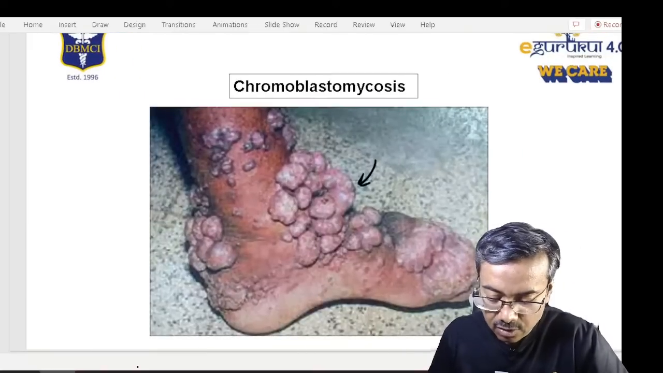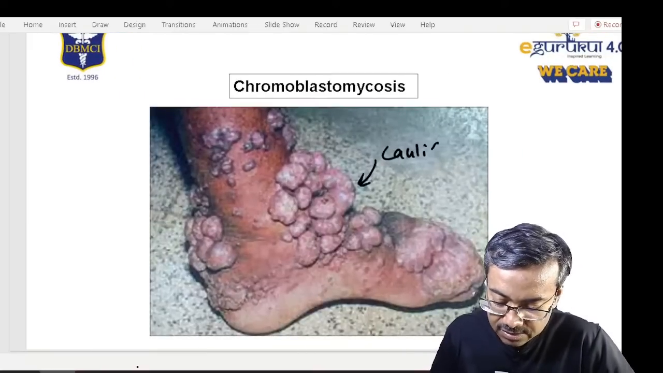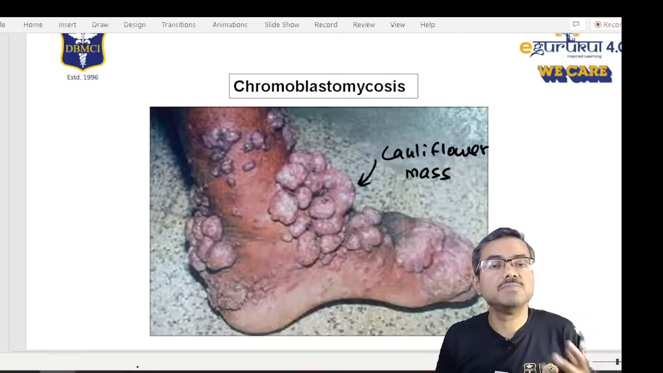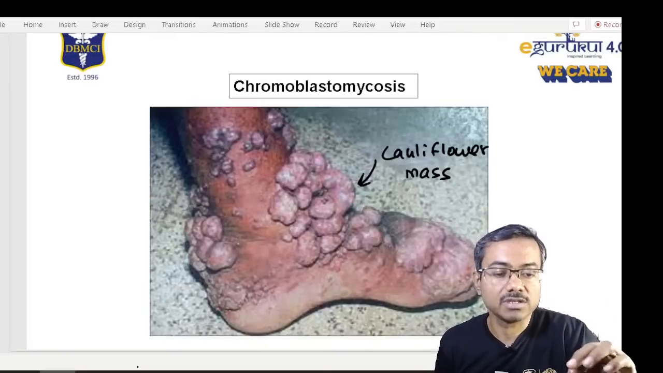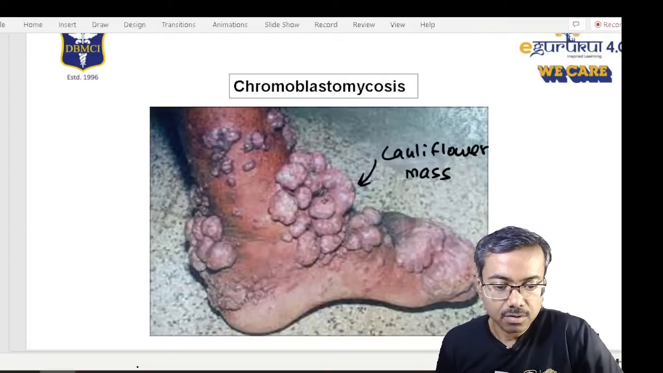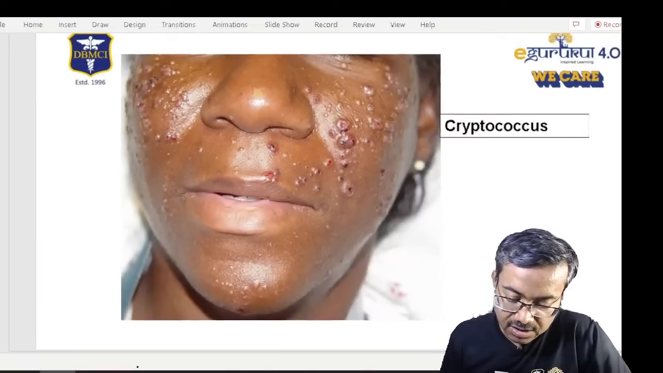Chromo, just an image for chromoblastomycosis. These are cauliflower-like lesions. Okay. And we already know they will have these sclerotic bodies, muriform bodies, copper penny bodies, medlar bodies. These are the names for these bodies. Okay. Got it?